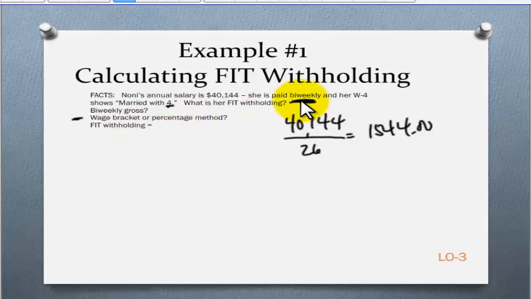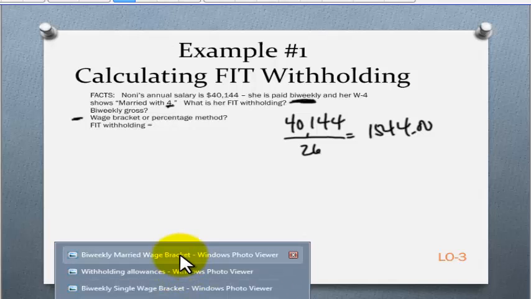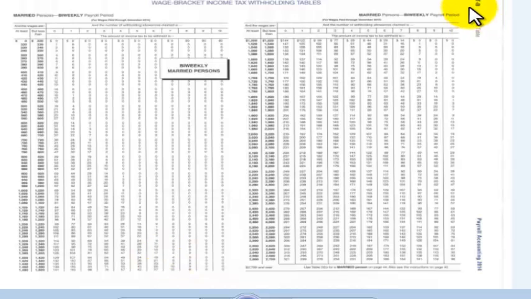So she is paid biweekly and she's married. If you look back in your appendix of your book, Appendix T, you're going to find these wage brackets. This is on page T8, okay? And this is a wage bracket, and notice that I've got the biweekly married. Here they've got your wages, your gross pay, and so you are just finding the line that has the gross pay. So if we're biweekly married, and our gross pay is $1,544, we're going to be on this line here.